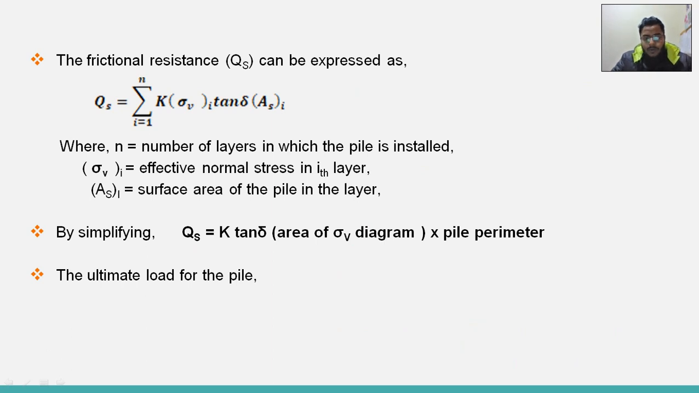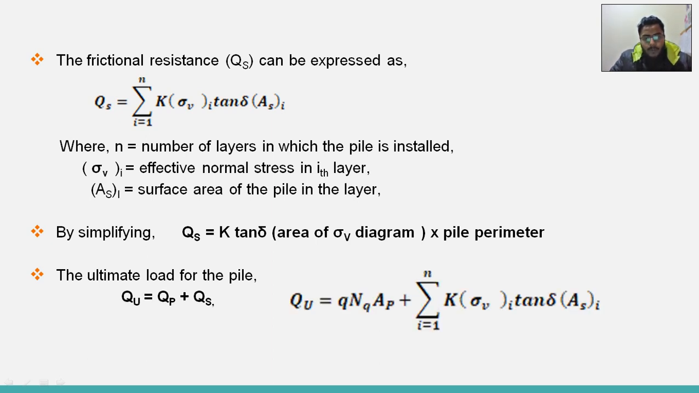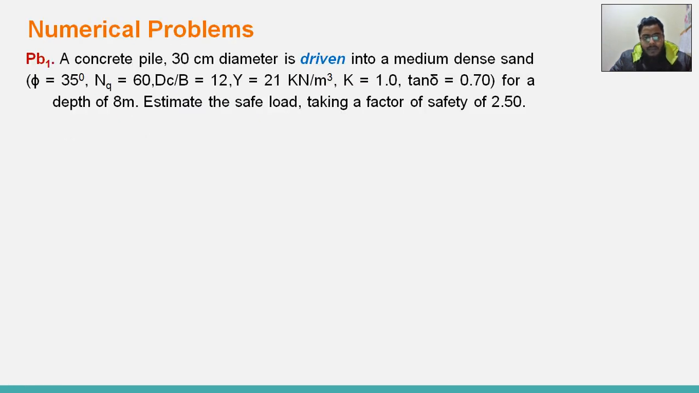So the ultimate load, we can write as summation of QP plus QS. Put the value of QP, that is Q NQ into AP, so we can also write QU equals Q NQ AP plus K into tan delta into area of CB diagram into pile perimeter. So let's discuss some numerical problems to clear our concept.